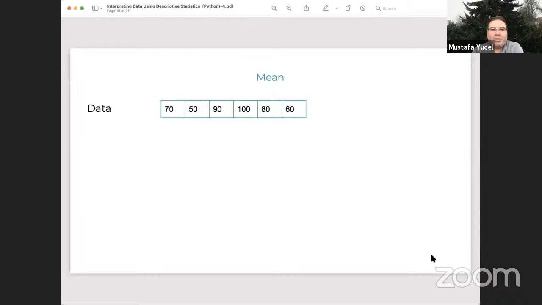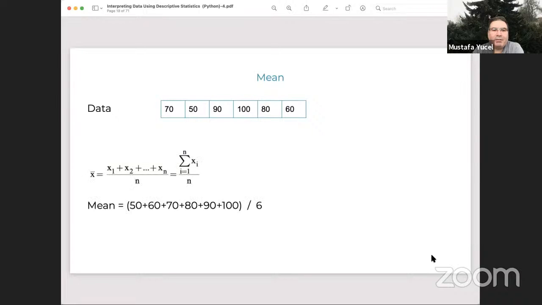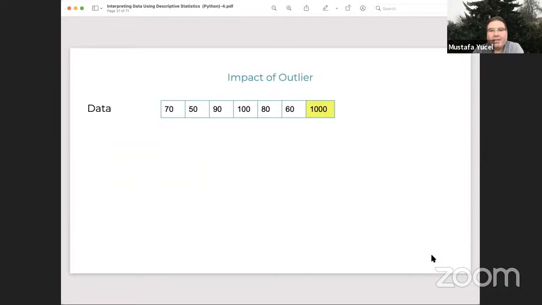Another simple example for mean: these are our data, and when we calculate the mean, we sum up and divide by the number of data points, and we get 75. I'm using this for some median understanding in other slides.